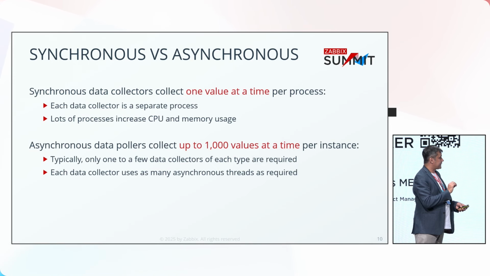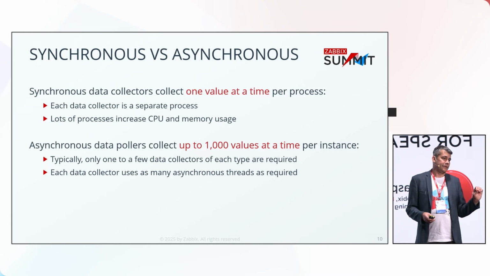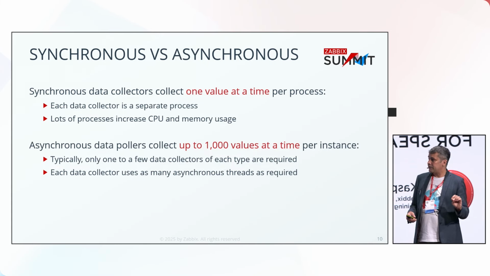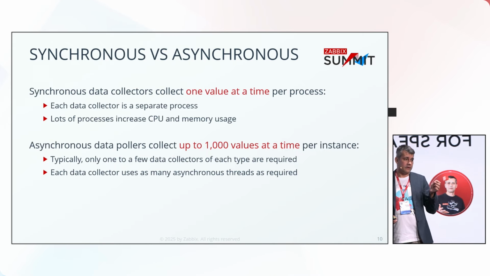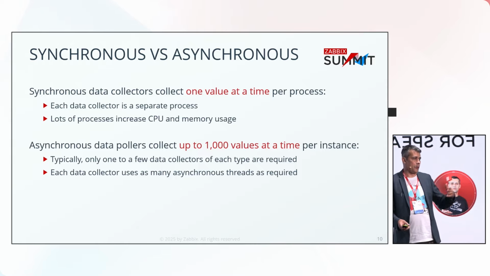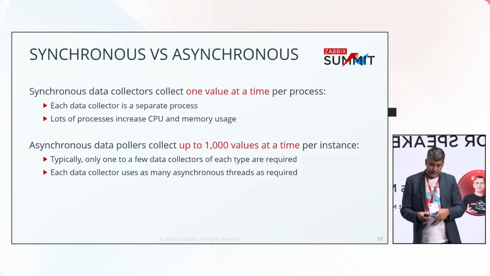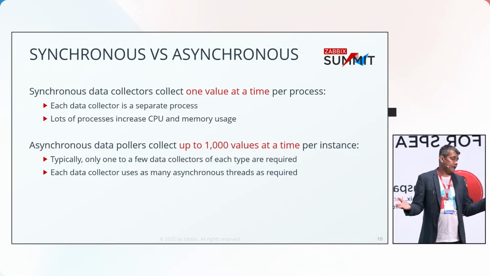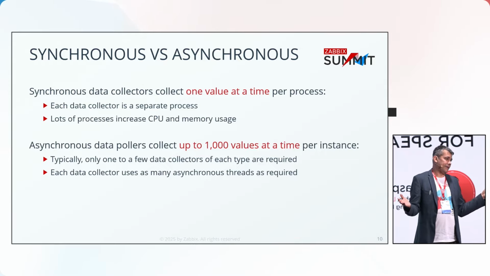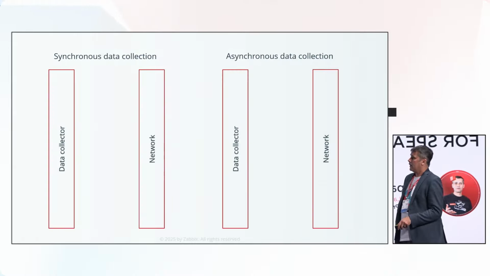Okay, what does it mean? Each of them can collect up to 1,000. So you don't need to do all this fine-tuning. Maybe you have a large instance. Instead of 1, you will start, let's say, 3. You start 3 of those asynchronous data collectors. You can collect up to 3,000 at the same time. So you have much better limits.